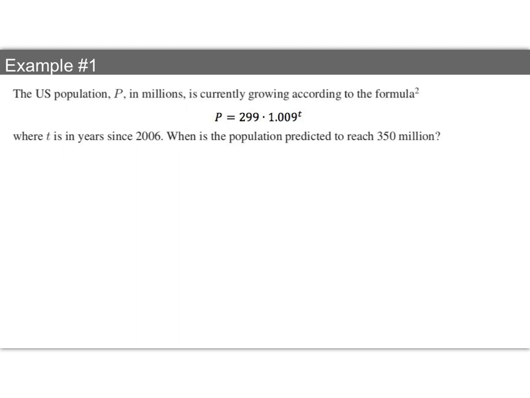So to solve this problem, you're going to want to sub in 350, because remember it's in millions, for the population. And so you would end up with 350 is equal to 299 times 1.009 to the t. And so this is exactly the kind of question where before you would have to use a graph to solve it. And we can actually check with that. So let's quickly look at what a graph of this would look like so we know what it should be, and then we'll look at how we would do it with logs.